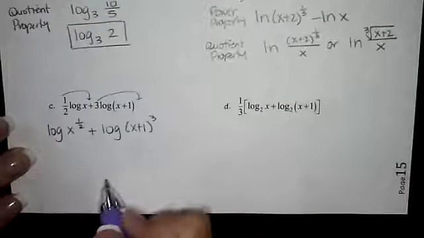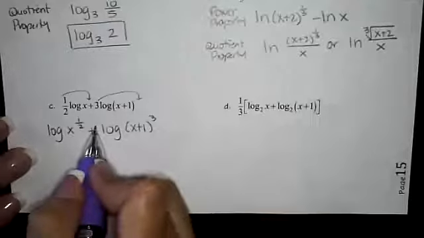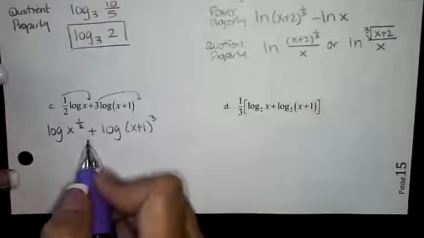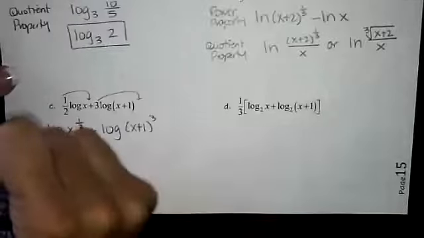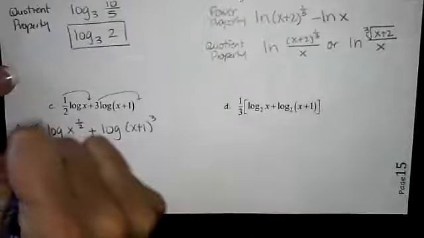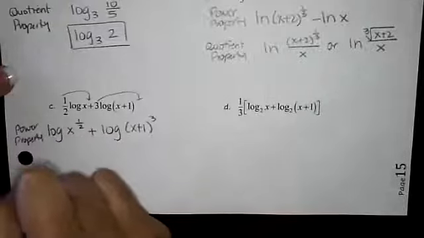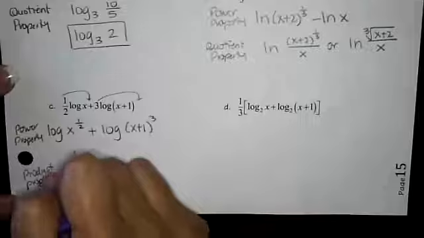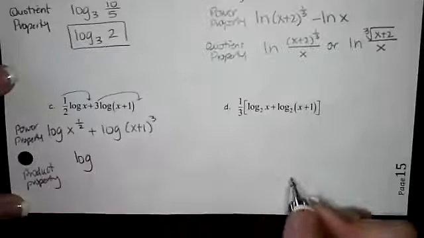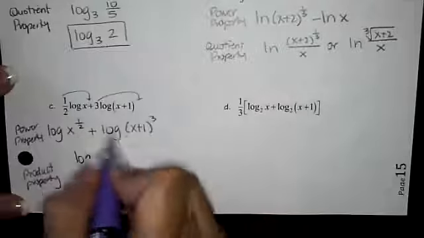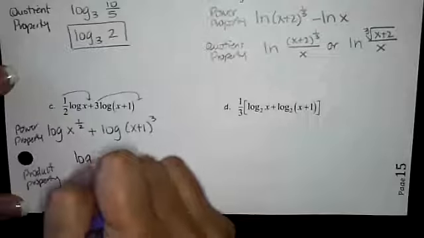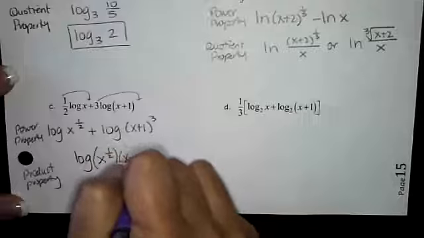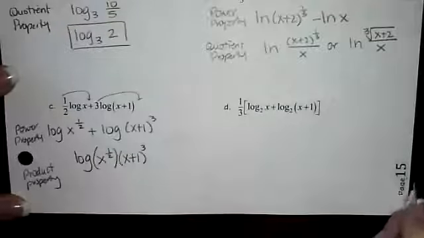Now we're ready to put these together to make a single log. In this case, they're separated by a plus. So I would use the product property. So we use the power property. Now we're going to use the product property. And so we keep one log and we're going to multiply these arguments. So that would be x to the 1/2 times x plus 1 to the 3rd power.